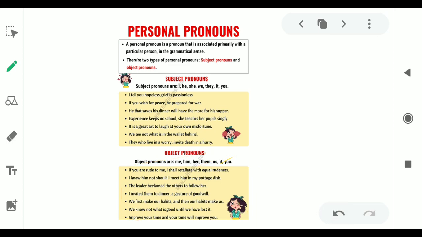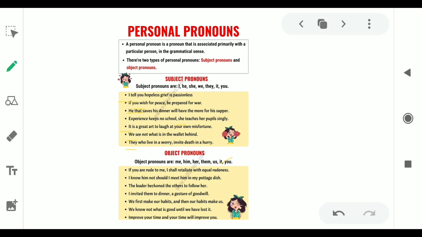So here are some examples. I tell you hopeless grief is passionless. So I is used in place of a noun, so it is a personal pronoun. Now you is a personal pronoun in this sentence. He is a personal pronoun in the nominative case. She is a personal pronoun in the nominative case. It is a personal pronoun. We is a personal pronoun in this sentence, and they is a personal pronoun in this sentence.